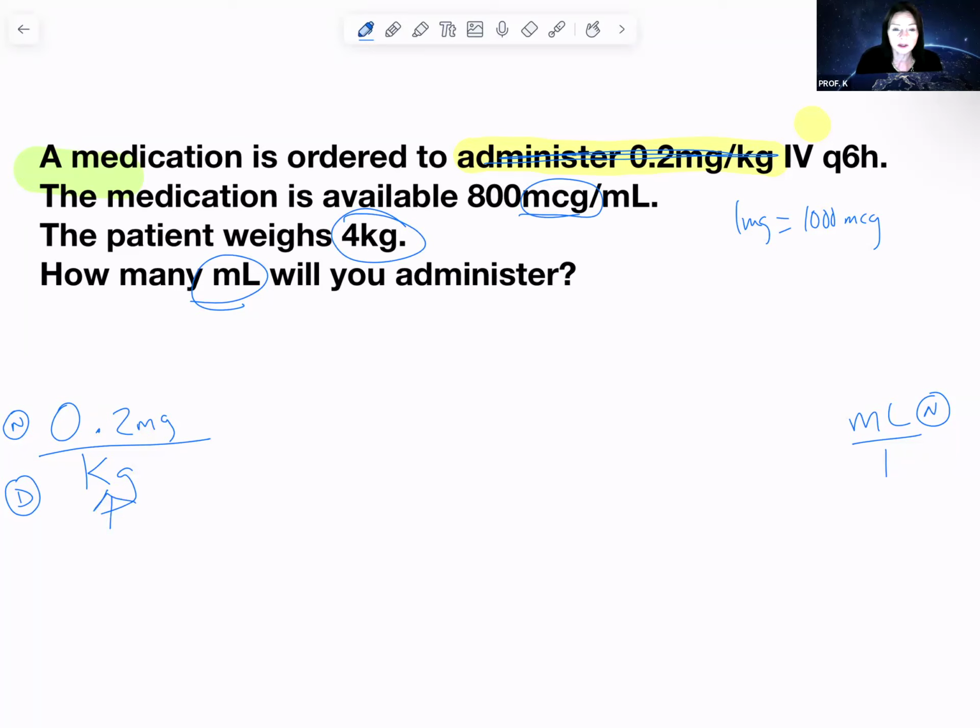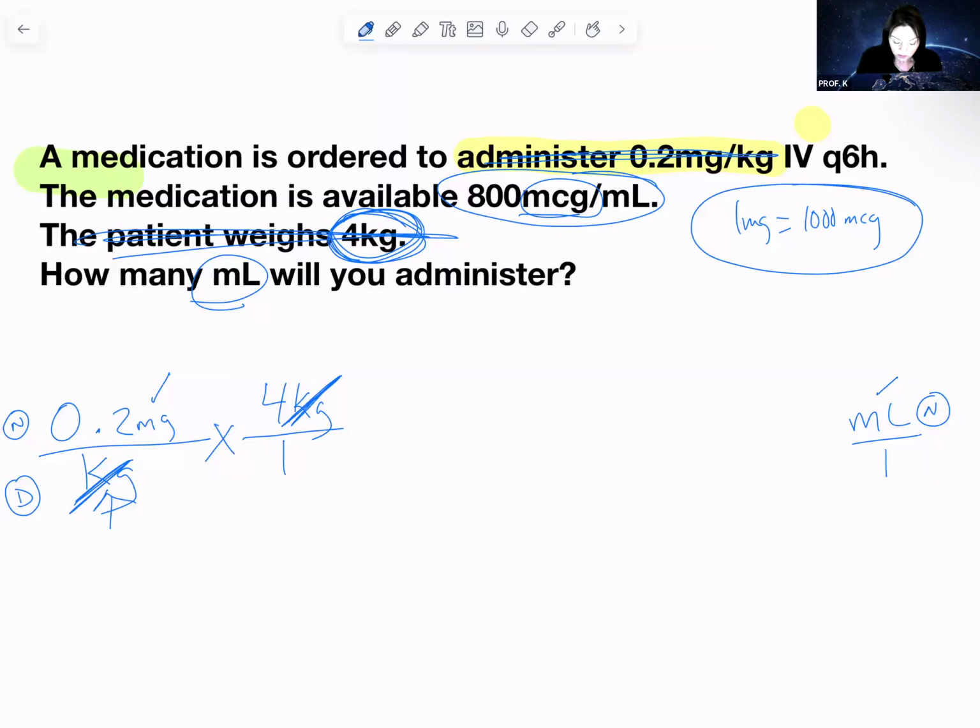So how do I get rid of kilograms in this problem? I'm going to use the patient's weight, 4 kilograms. I'm going to put it over 1, and that allows me to cross off kilograms. Beautiful. I've used it. Now, how do I get rid of milligrams? Because I only need milliliters. I'm going to look to my problem. The only thing I haven't used is this micrograms, but I do have a conversion, so I'm going to use it. 1 milligram is 1,000 micrograms. Boom, I got rid of milligrams.